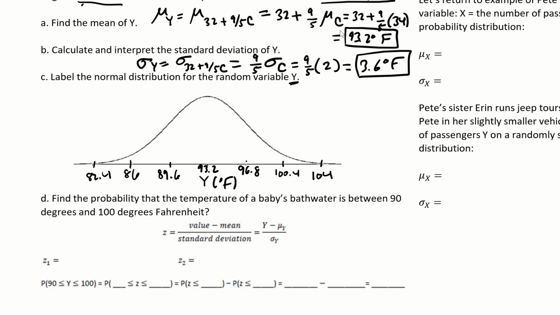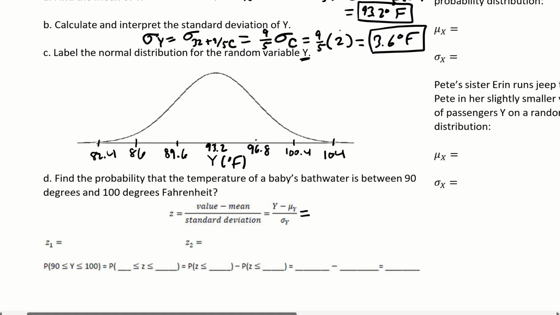Okay, all right, so now we labeled it. Part D is: find the probability that the temperature of a baby's bath water is between 90 degrees and 100 degrees Fahrenheit. Again, we've done this in chapter 2, but just as a review, we take the value minus the mean divided by the standard deviation. So in this case the variable is y, so y minus mu y divided by sigma y.